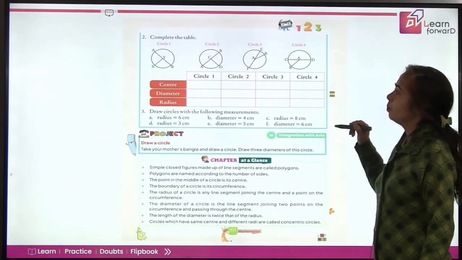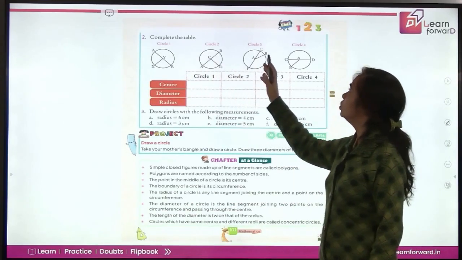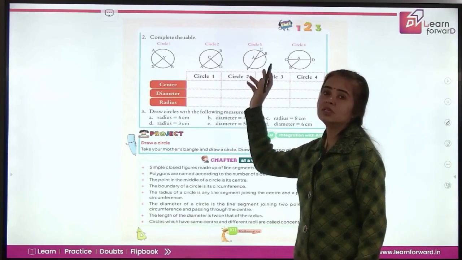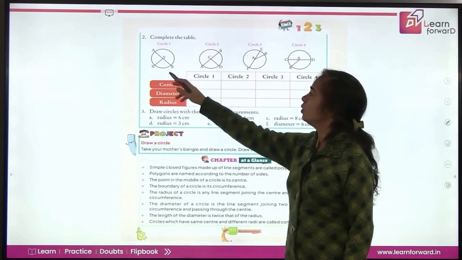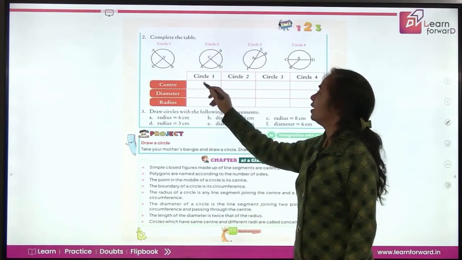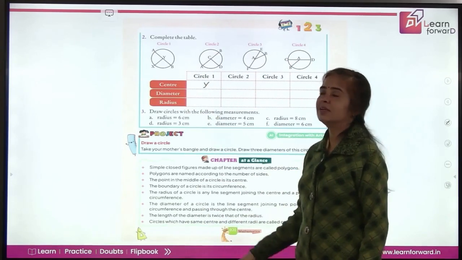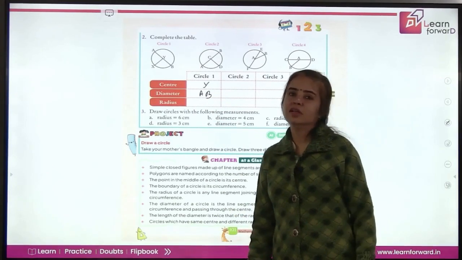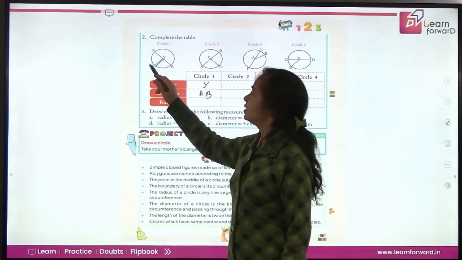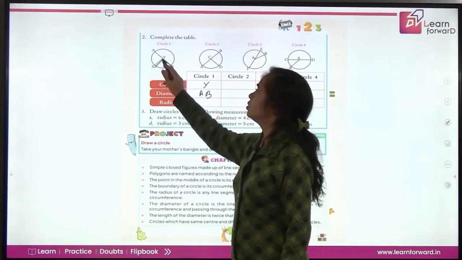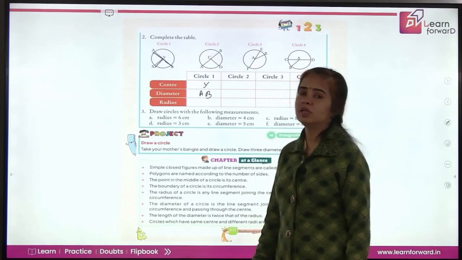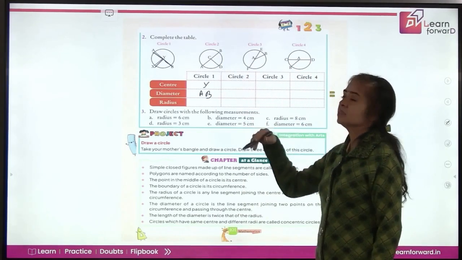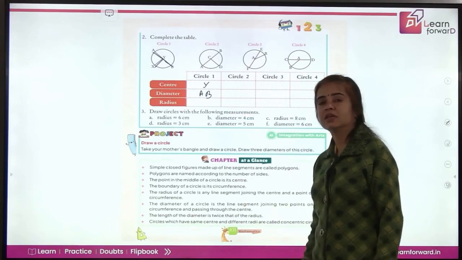Coming to next is complete the table. This is circle 1, 2, 3, 4. Now you have to tell center, diameter and radius in all these different circles. So in circle 1, what is the center? Y is the center. How much is the diameter? AB is the diameter, and radius is how much? Radius you can write any. YX is also radius, YB is also radius, YA is also radius. So you can write any of them. Now similarly you have to tell in circle 2, circle 3 and circle 4.